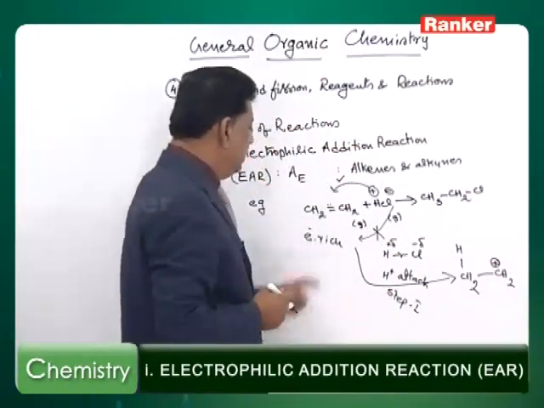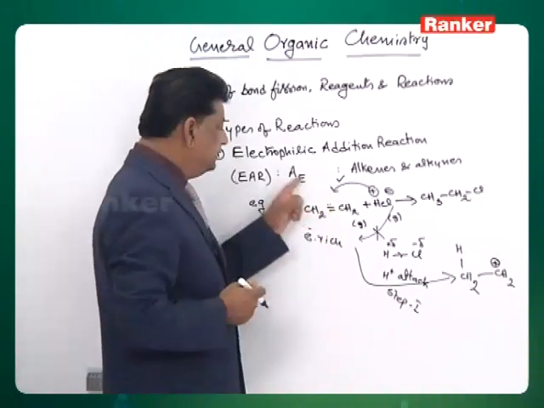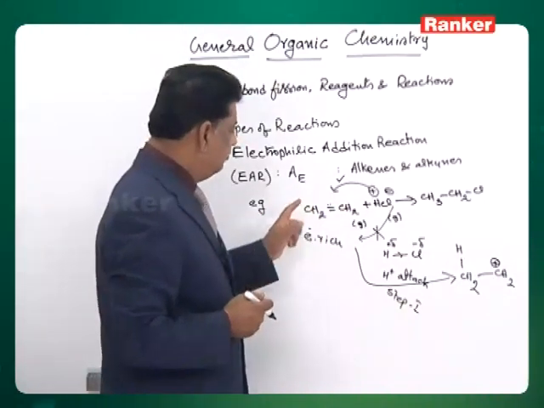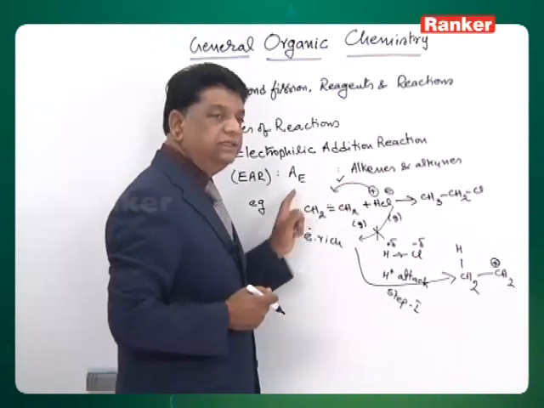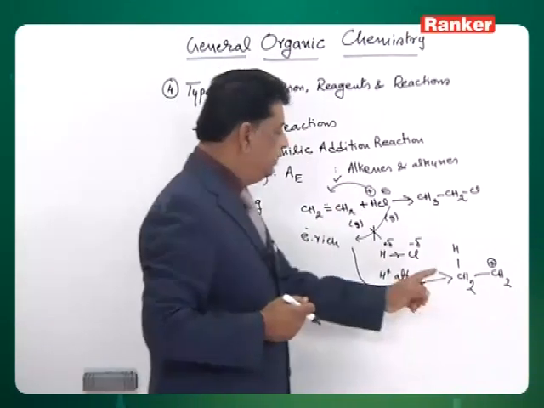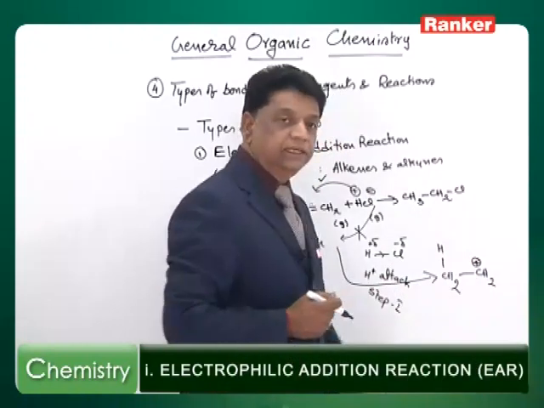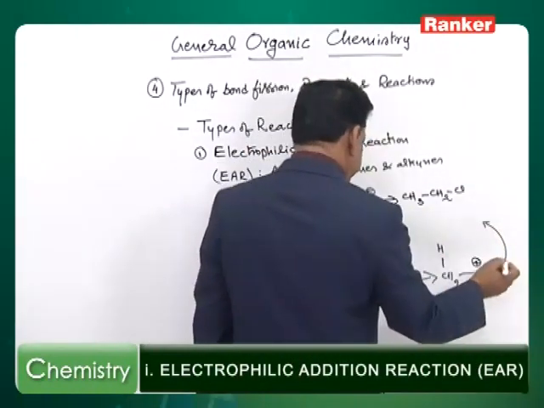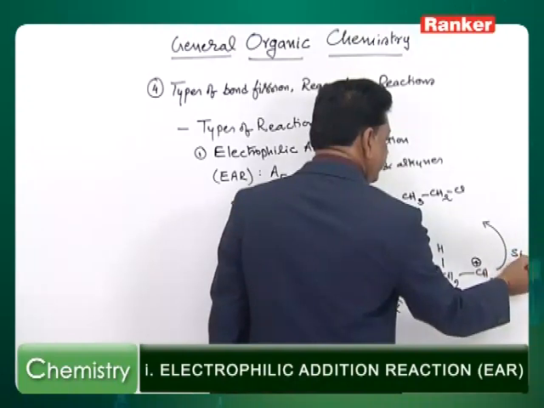Both the electrons of the pi bond shift to this side, and then the H plus is allowed to attack. After the formation of Cl minus, the H plus attacks. Therefore, the C-H bond forms and CH2 plus is left. Then we have a second step now.